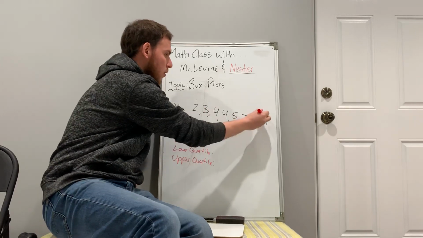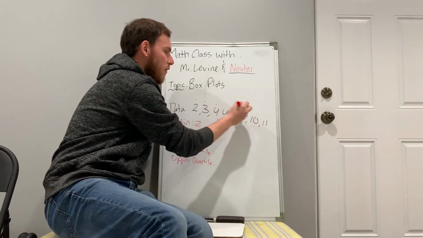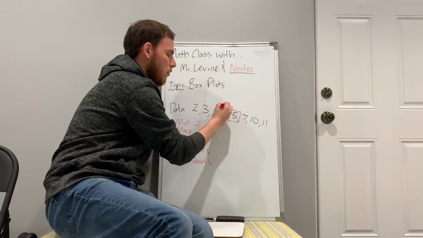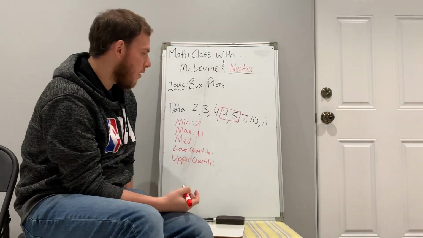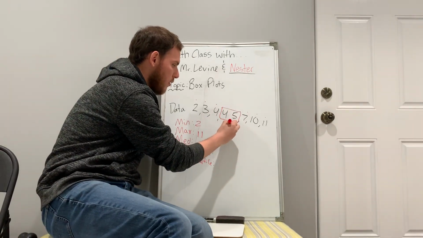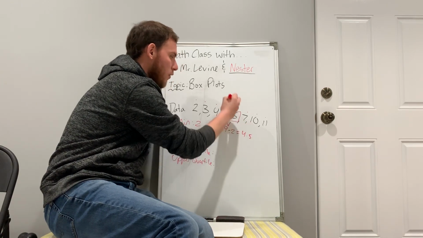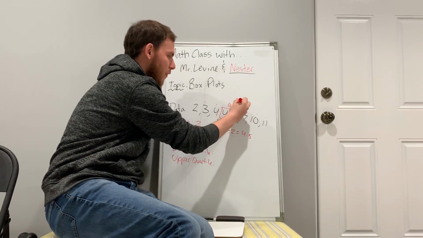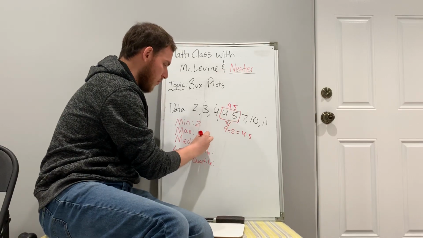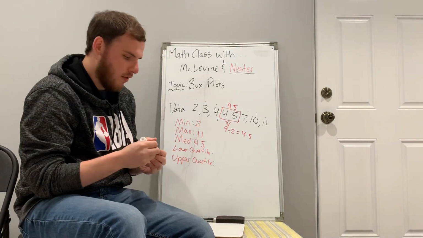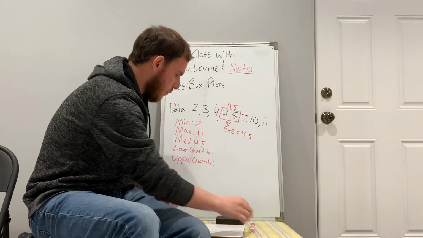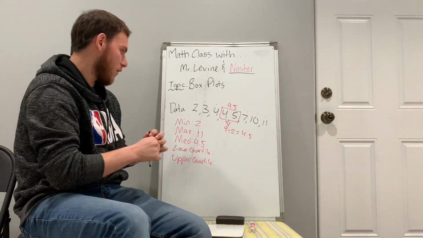The median is an even amount of numbers, so we need to add those together. We get 9, divide by 2, and we get 4.5. So the median is 4.5. And now here's where it's different, or continues to be different.